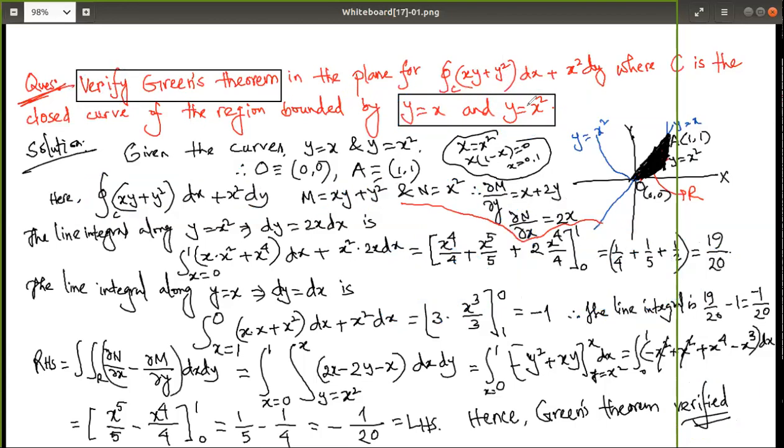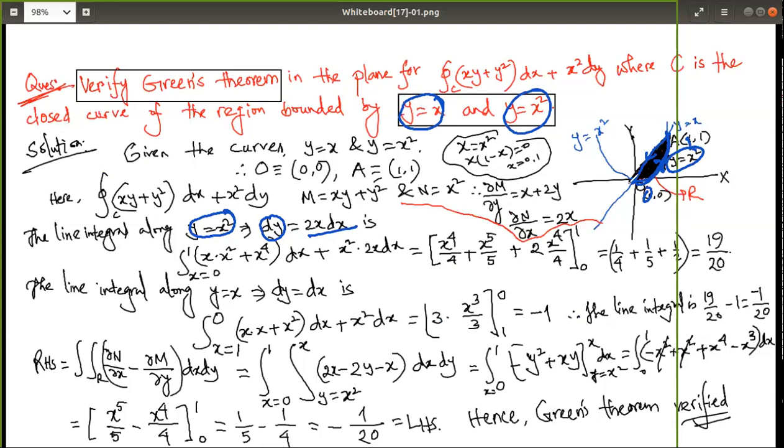According to the problem, we have two curves, y equal to x and y equal to x square, and there is a closed bounded region. At first we need to find the line integration along the curve OA, along y equal to x square. If y equal to x square, then dy equal to 2x dx, and x varies from 0 to 1.